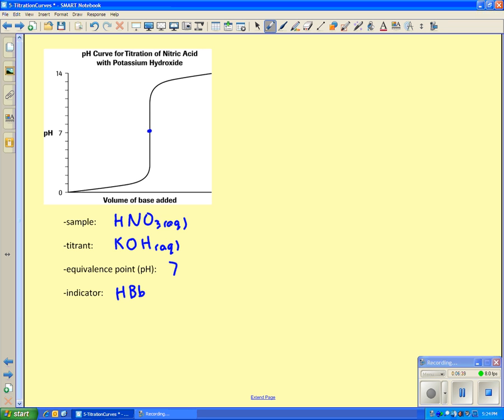So the titration curves can either go up, starting from a low pH, or down. They can have one sharp rise, meaning there's one equivalence point, or one sharp drop, or they can show multiple equivalence points by having multiple areas of rising or dropping, depending on what your sample and titrant solutions are.